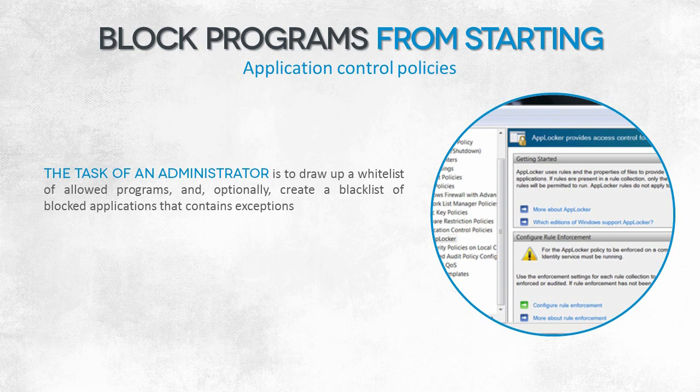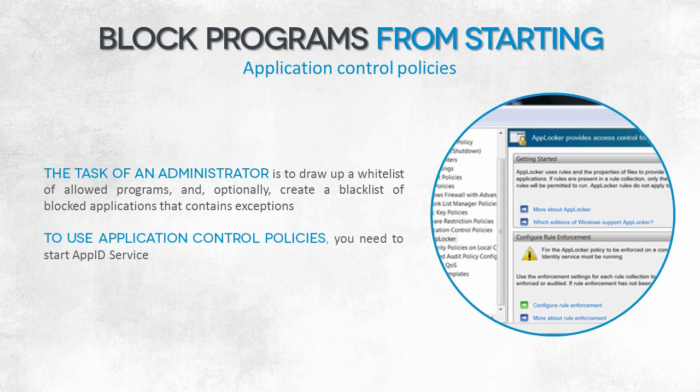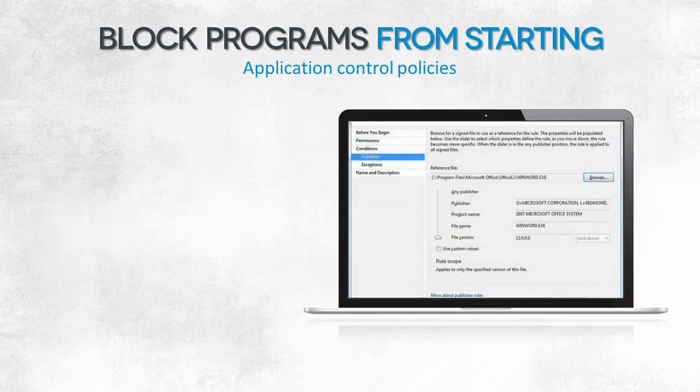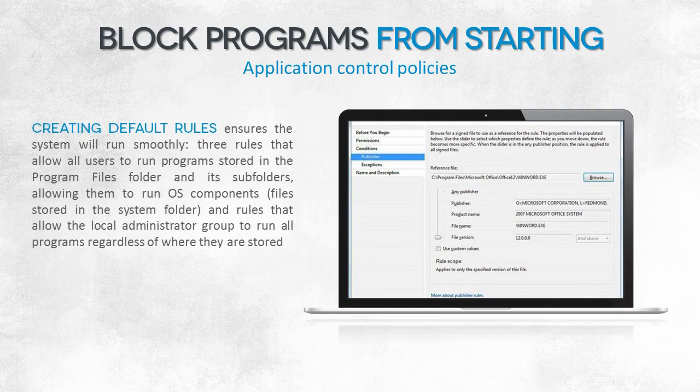Your role is to create a list of software that will be allowed to run. The previous solution did not require running any additional system services. Setting up application control rules, on the other hand, will not have an effect unless you run an additional service. This service is designed to audit and oversee their operation. It is by default in manual startup mode. As part of a configuration procedure, you need to switch it to automatic mode.